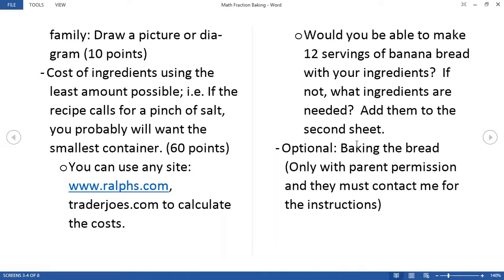A great majority of your points is going to be the cost of ingredients, using the least amount possible. I.e., if the recipe calls for a dash of salt or a little bit of salt, you shouldn't buy a huge 10-pound bucket of salt, right? You're going to want to buy the cheapest value. So what you're going to be doing is using a grocery store website, and then you're going to find a price associated with that ingredient, and then you're going to write down the total cost.